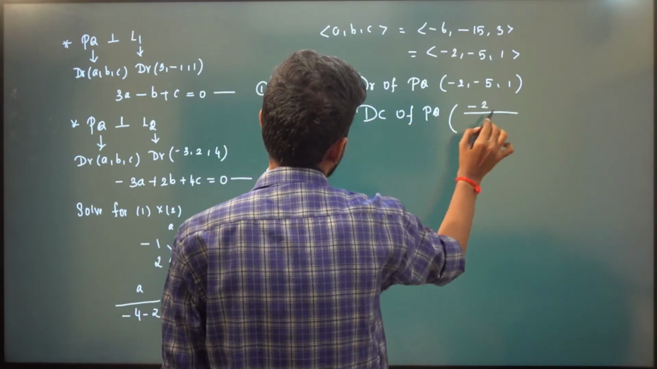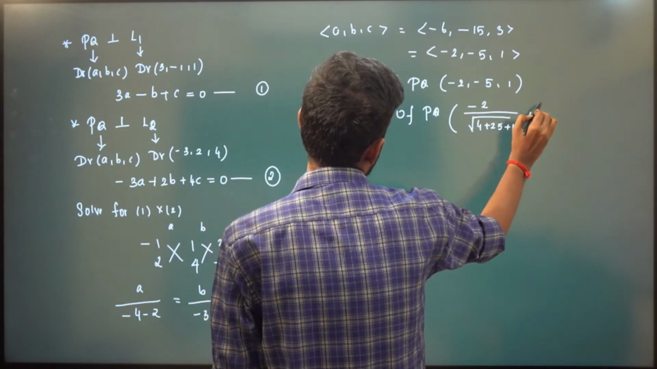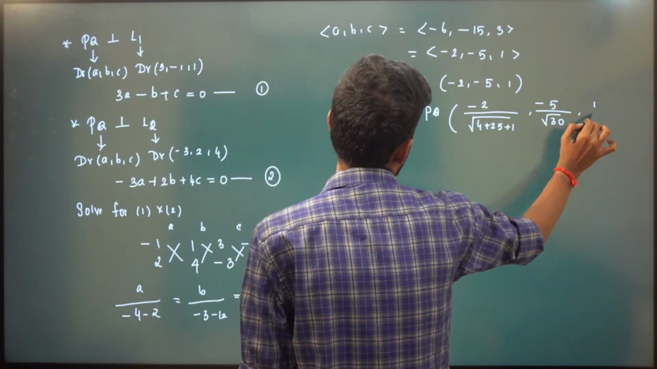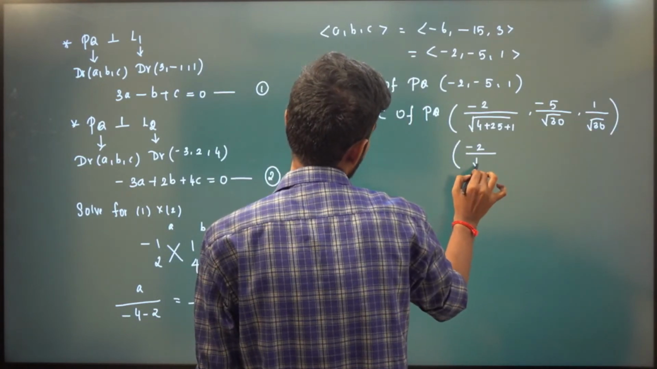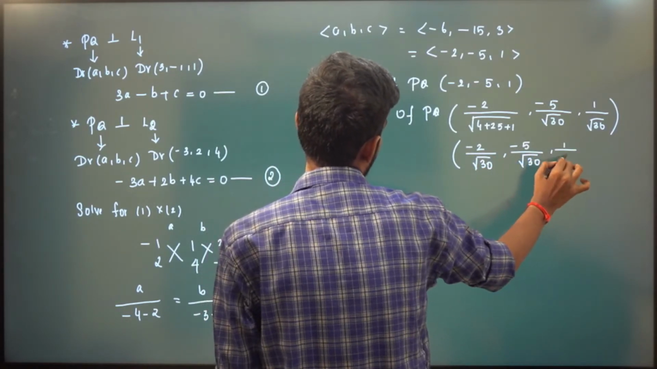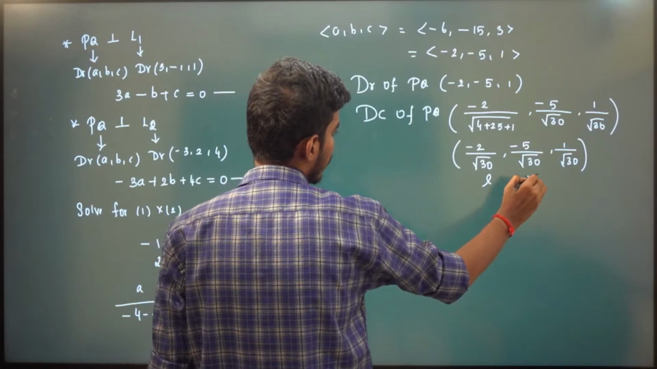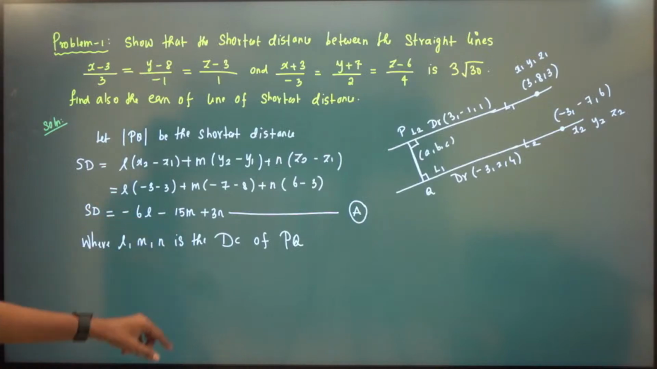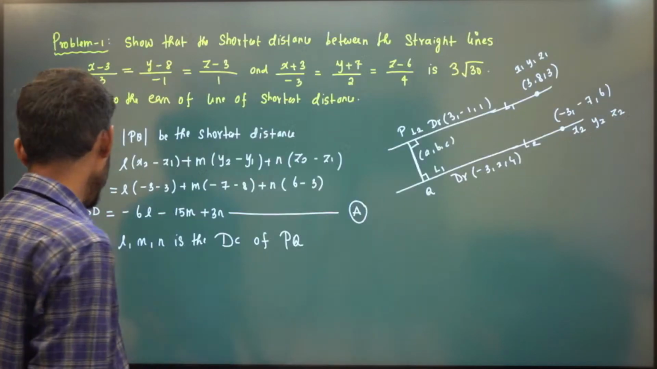So it is minus 2 divided by root of 4 plus 25 plus 1, minus 5 divided by again root of, this will be root 30, right? 1 divided by root 30. So therefore minus 2 by root 30, minus 5 by root 30, 1 by root 30 is the direction cosine of PQ. So we have found L comma M comma N. So therefore the shortest distance is given by minus 6L minus 15M plus 3N.